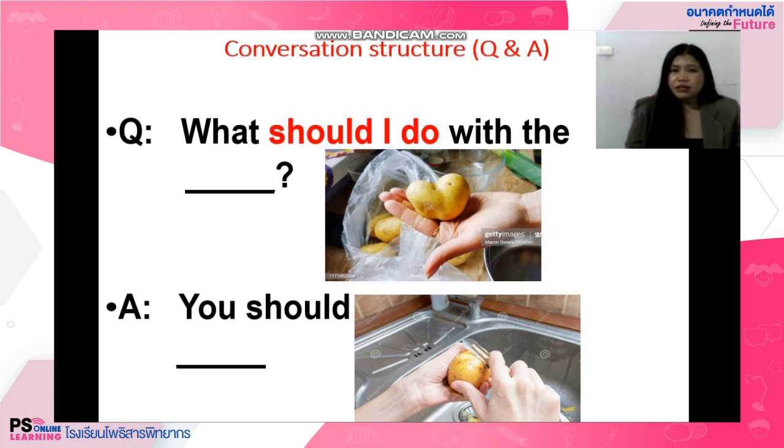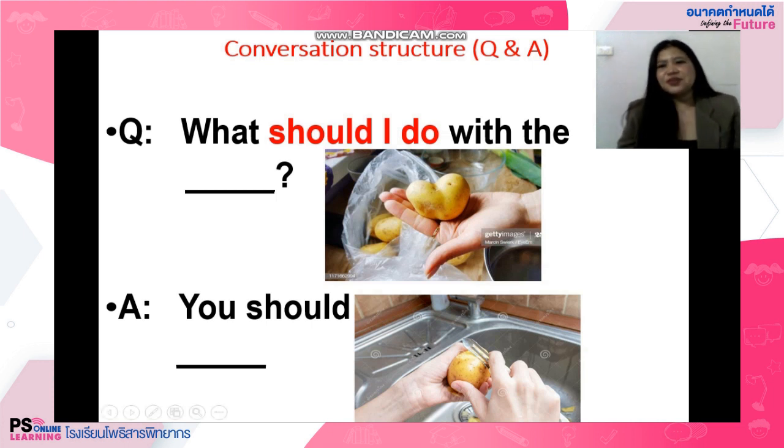Okay, let's make it plural. On the quiz, it doesn't matter if you use singular or plural, with S or no S. One or many, no problem with me. You can use it or them, no problem with me. But of course, for the practice, let's make the potato plural. What is the plural of potato? It is potatoes, okay? Add ES. So, what should I do with the potatoes? And the answer is, you should peel them. All right?